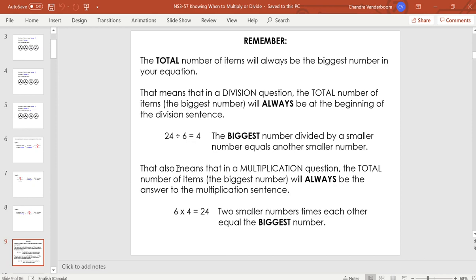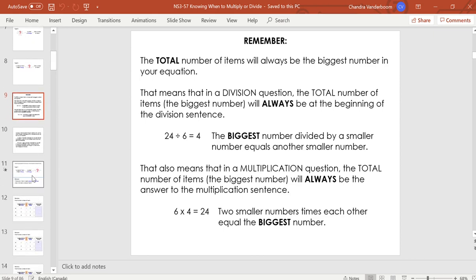That also means that in a multiplication question, the total number of items, the biggest number, will always be the answer to the multiplication sentence. So instead of being what we start with, it's what we end with. 6 times 4 equals 24. 2 smaller numbers times each other equal the biggest number. So if it's division, we start with the biggest number, and if it's multiplication, we end with the biggest number.